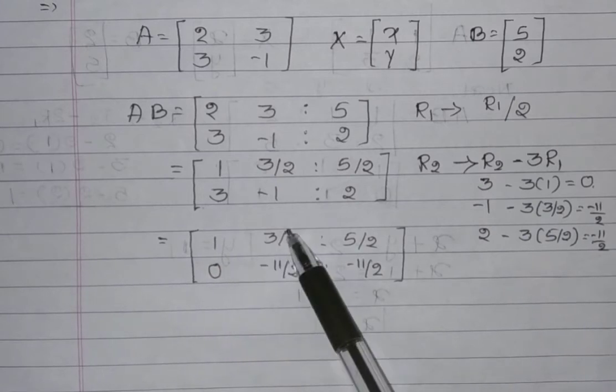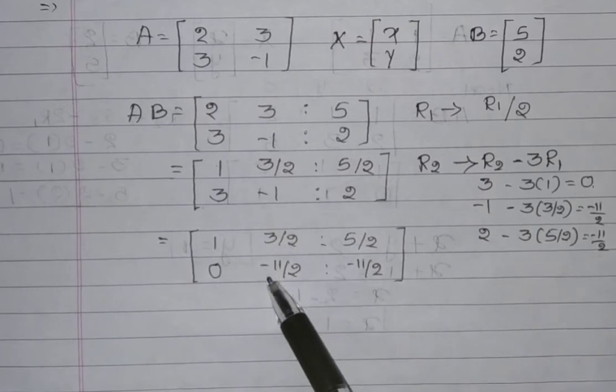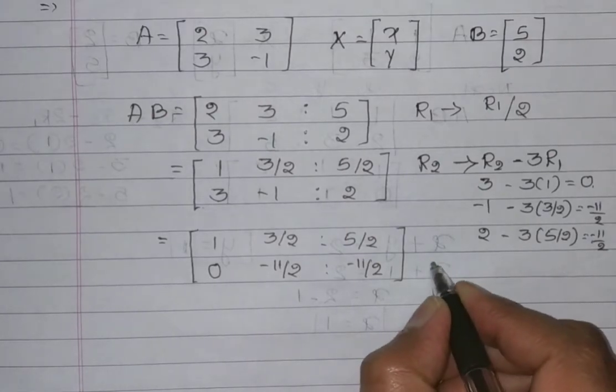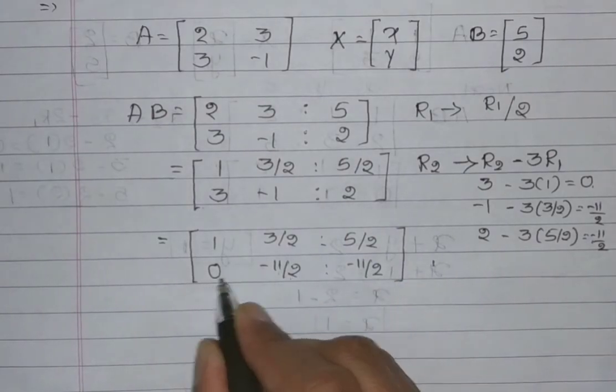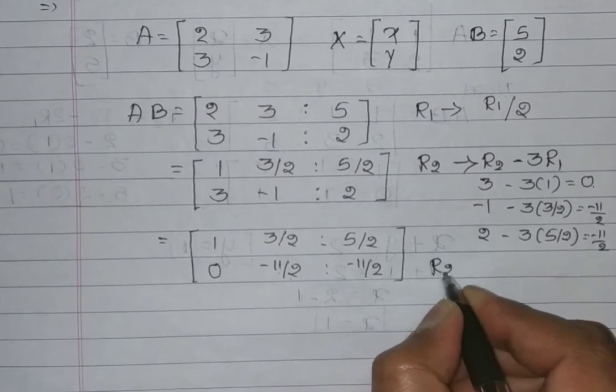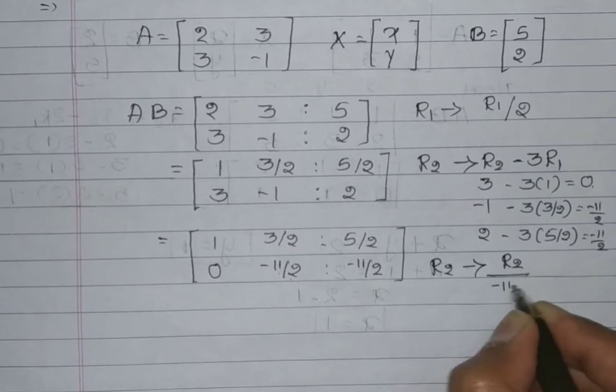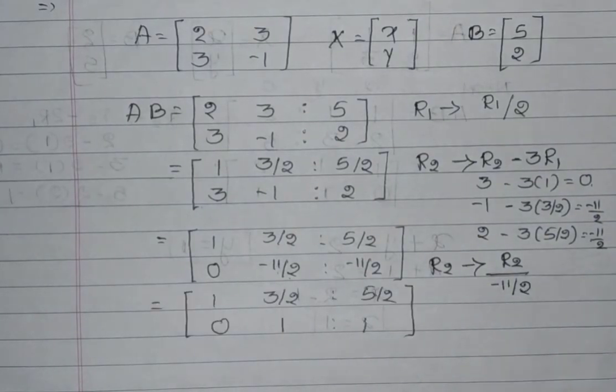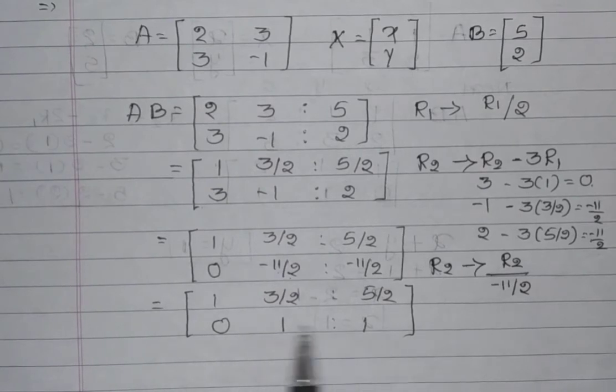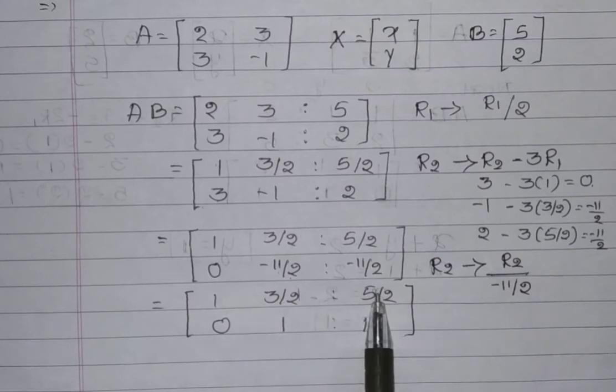Now above the diagonal this particular element we need to reduce as 0, but before that its corresponding R2 row element we have to reduce as 1. So this minus 11 divided by 2 we have to reduce as 1. For that apply the transformation. Minus 11 divided by 2 belongs to R2 row. So apply R2 changes to R2 divided by minus 11 divided by 2. Then R2 row elements will become 0, 1, 1 and R1 row elements will remain as it is.